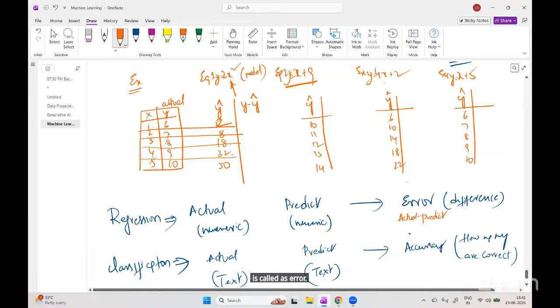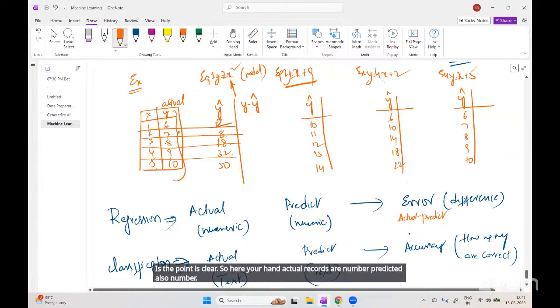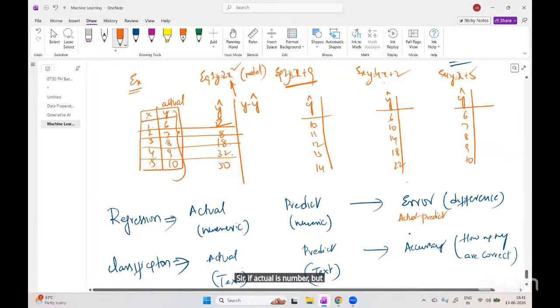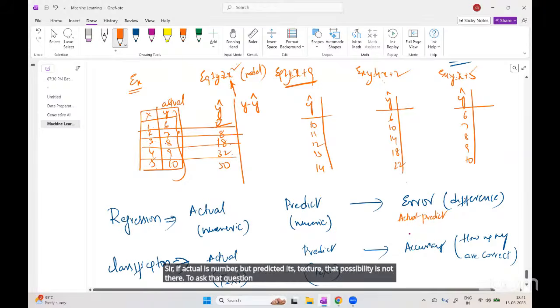Is the point clear? So here the actual records are numbers, and the predicted values are also numbers. Sir, if actual is a number but predicted is text, that possibility is not there. That possibility does not exist.